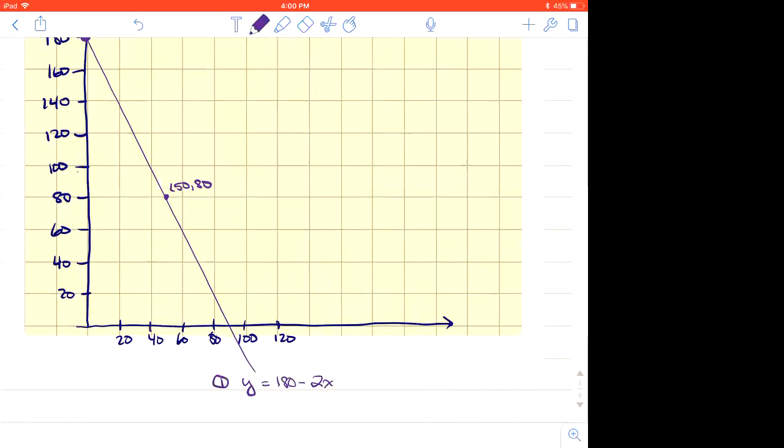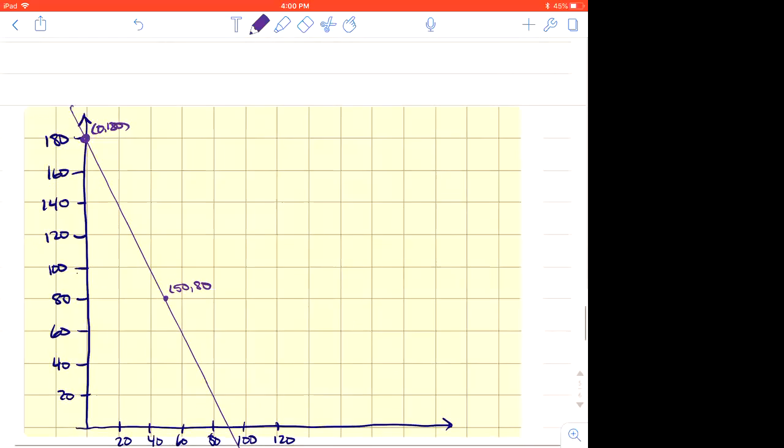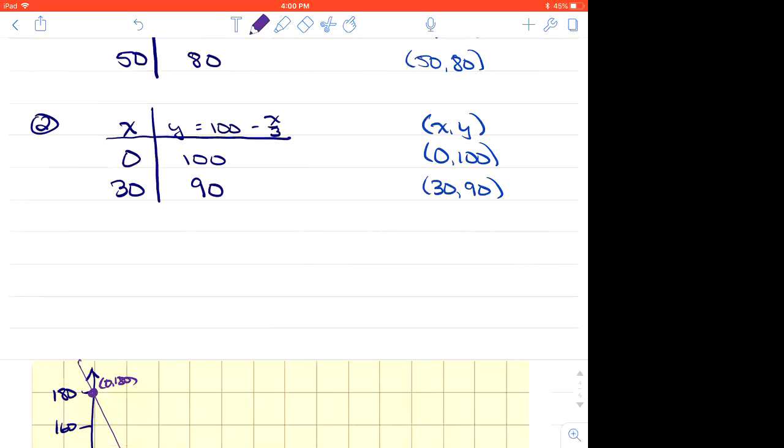Now we know from our inequality that everything below this line, this area here, is going to be passing our restrictions. I'm going to undo that because we need to draw our second line. So let's get our second line on here.